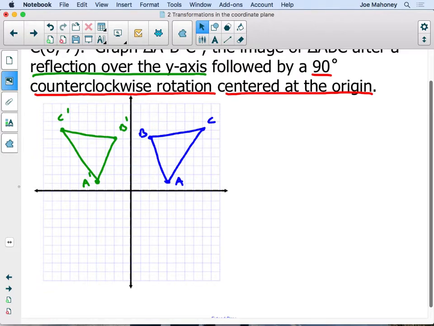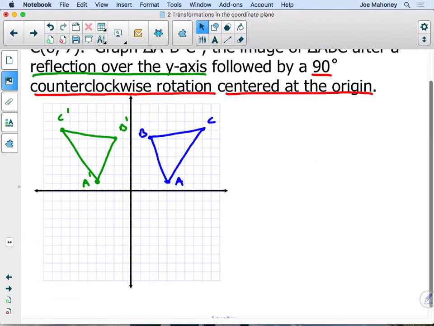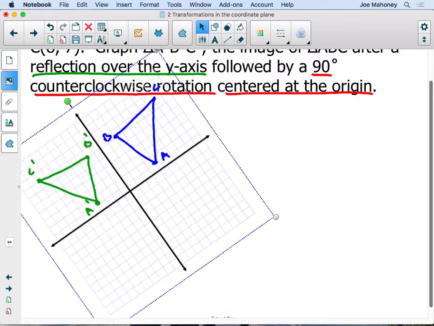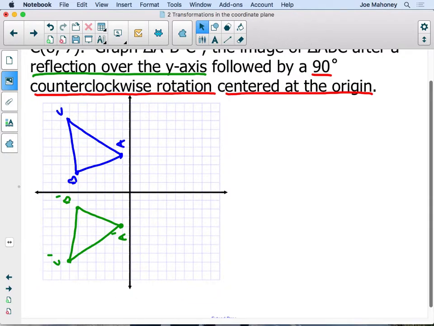Here's what I like to do when I do my 90-degree rotations. I like to physically turn my paper 90 degrees in a counterclockwise rotation. And again, a counterclockwise rotation, 12, 11, 10, 9, it goes that way. So I'm going to physically turn my paper 90 degrees. Okay, I'm going to stop here for a minute. Now the green triangle, which was my original, is now what my answer is going to look like.